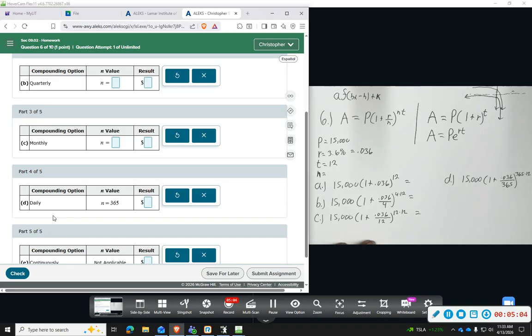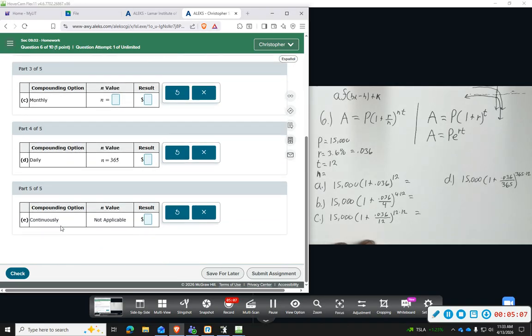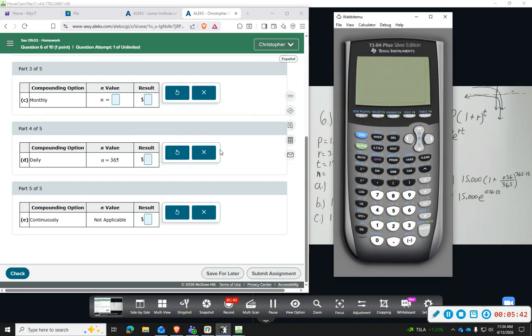And then E, when it says continuous compound, we are going to use this PERT formula. This is the continuous compound formula. So E, we are doing principal, which is 15,000. P, E is our base raised to the R, 0.036 times 12. Okay. So here's all of our formulas, okay, written out. We are now going to use the calculator to compute these.